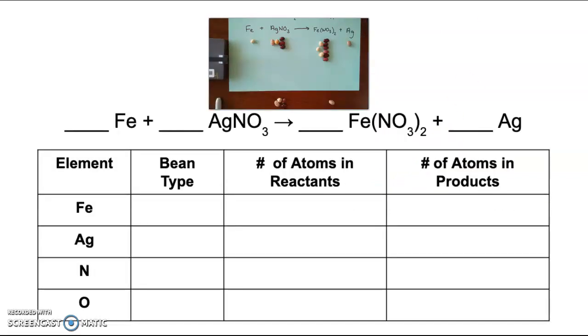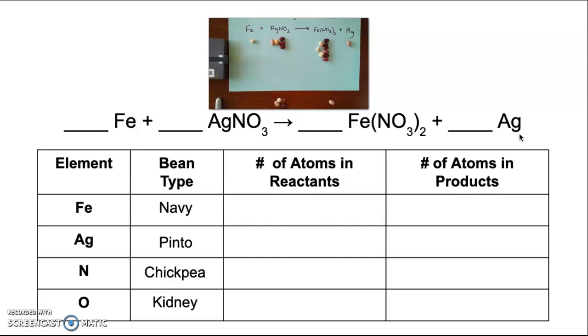All right, so let's try another one together. This time I've got iron plus silver nitrate, forming iron 2 nitrate plus silver. All right, so I've picked navy beans for iron, pinto beans for silver, chickpeas for nitrogen, and then kidney beans for oxygen here. So I've got 1 iron, I've got 1 silver nitrate: silver, nitrogen, and 3 oxygens.